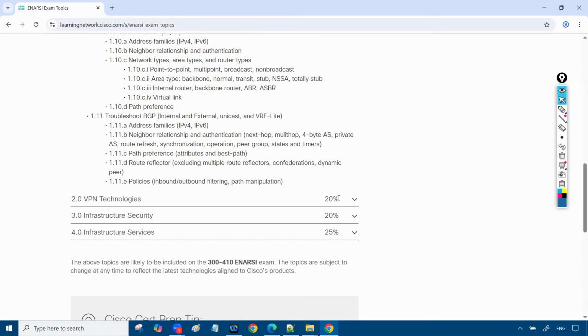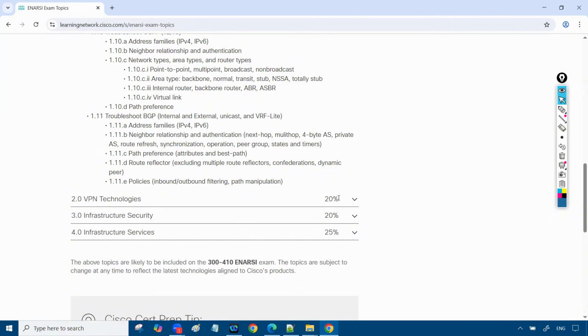And of course, you have a configuration and of course the dynamic peer group as well. So previously it was not there. So now in the CCNP ENARSI, we have a dynamic peer group as well. Then after that, we have our inbound and outbound filtering and path manipulation with the help of path attributes.